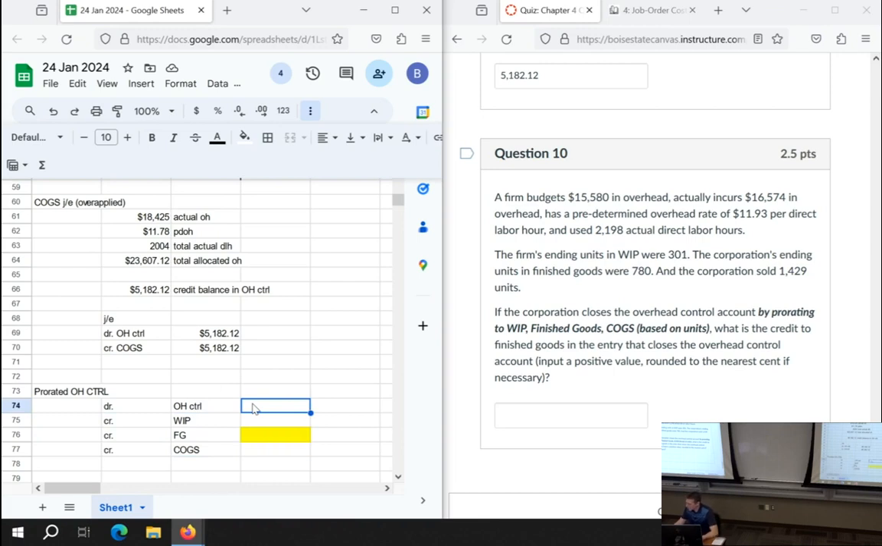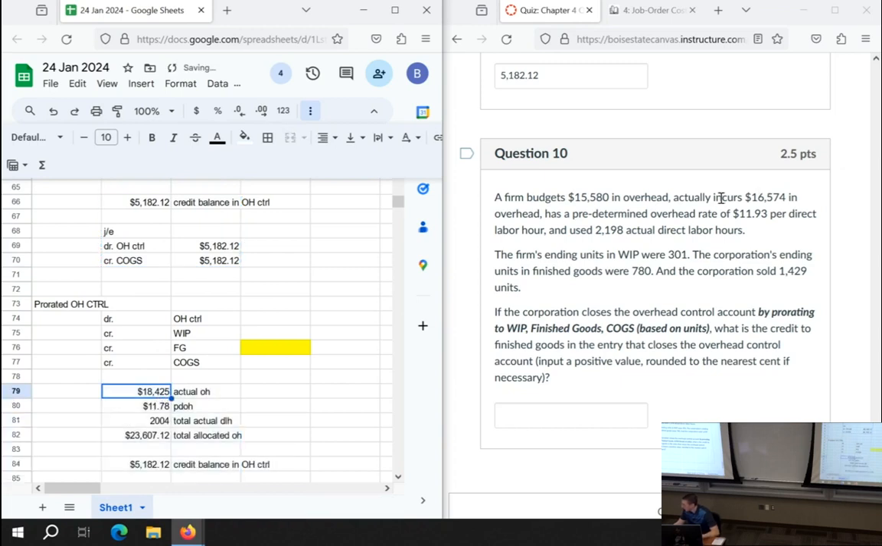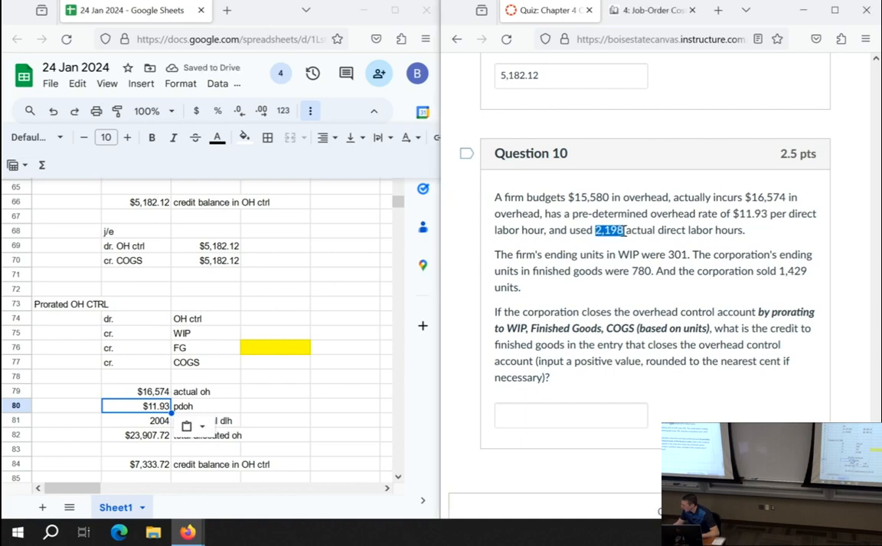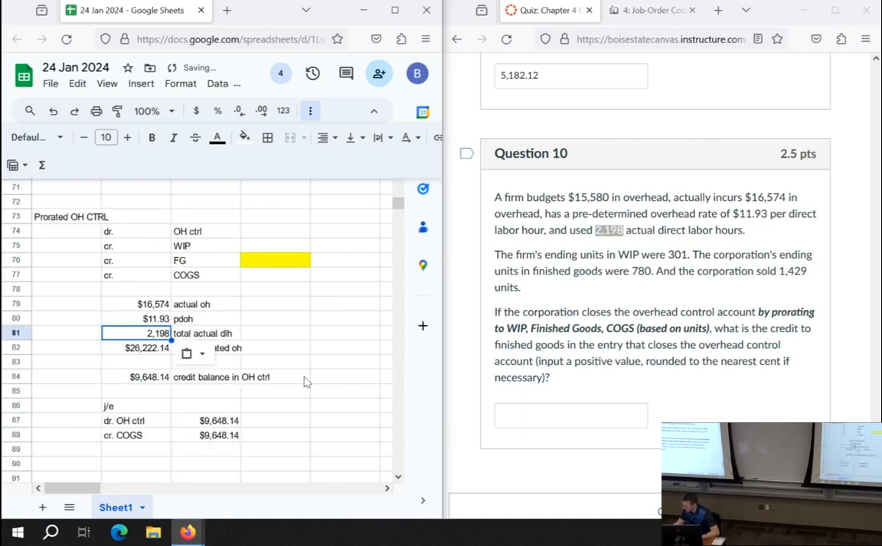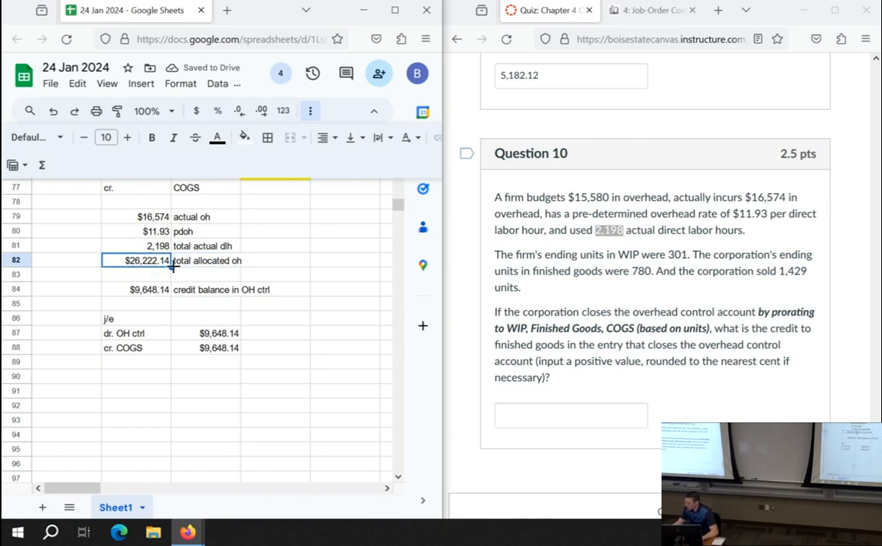Okay. So let me grab this and update as we go. So we actually incurred, again, I know I have the rate, so I'm not going to worry about the budgeted amount. We actually incurred $16,574. We have a rate of 11.93, instead of 11.78. We incurred 2,198 direct labor hours. And so our total allocated overhead is $26,222.14. We only actually incurred $16,005. So we over-allocated almost $10,000 right here. That's the credit balance in overhead control.